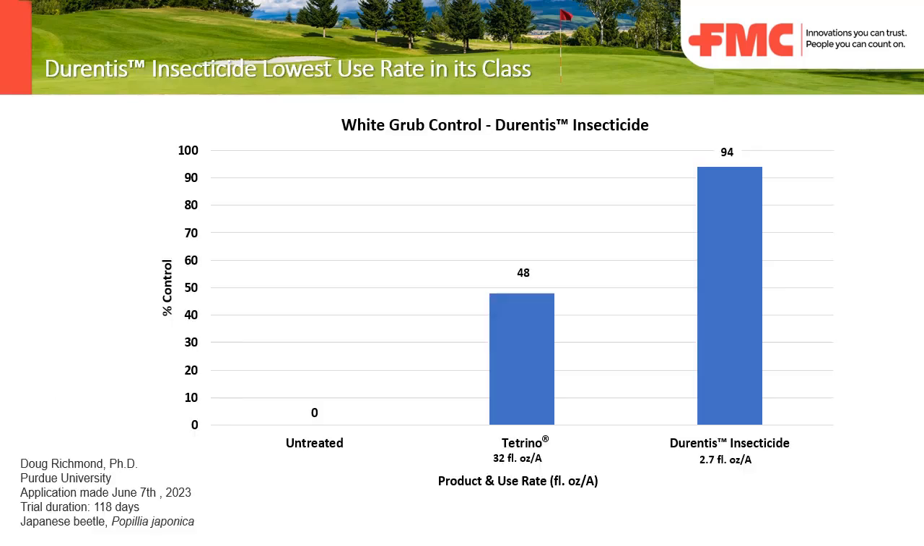Durentis insecticide is the lowest use rate in its class. Durentis insecticide was compared against tetrino, active ingredient tetraniliprole, at Purdue University. In this trial, Japanese beetle larvae were assessed over 118 days. Durentis provided 94% grub control at 2.7 fluid ounces per acre, while tetrino only provided 48% control of white grubs at 32 fluid ounces per acre.